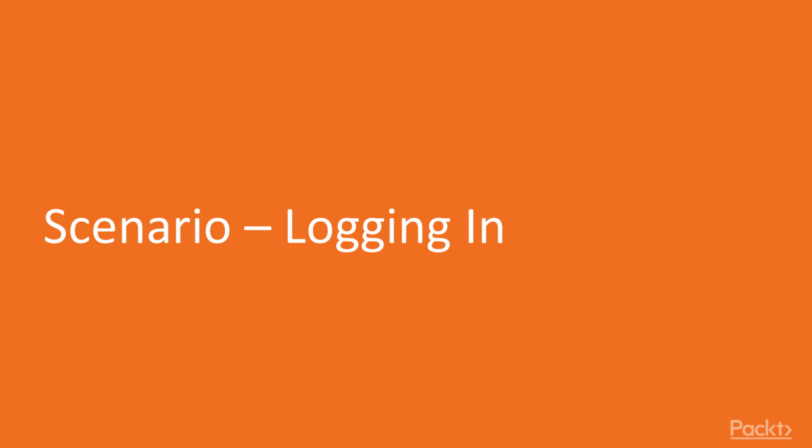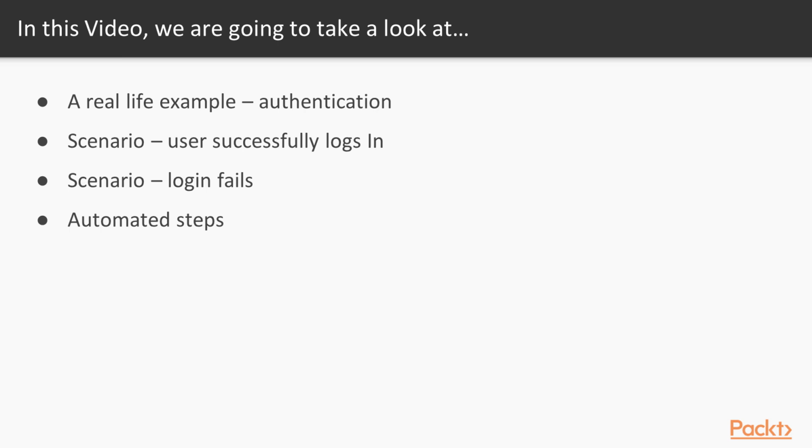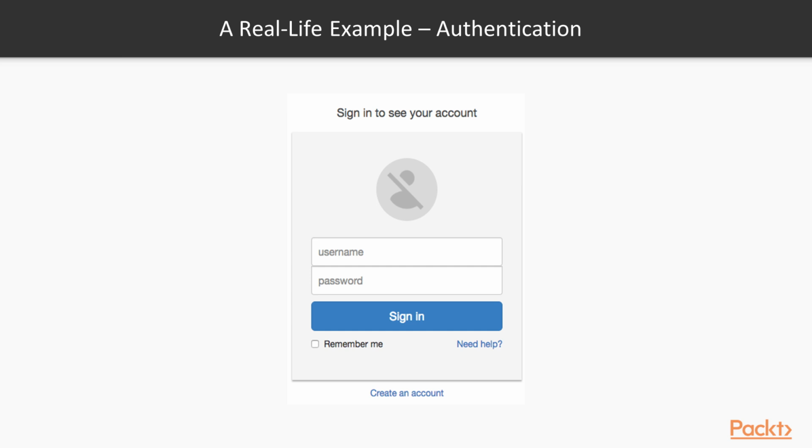Welcome to Scenario, Logging In. In this video, we're going to take a look at a real-life example that we're going to test, authentication. There's two main scenarios, a successful login and login failure. And there's some shared automated steps that we'll know how to do using Python code. So let's begin. As I mentioned, we'll be covering a real-life example and testing it.